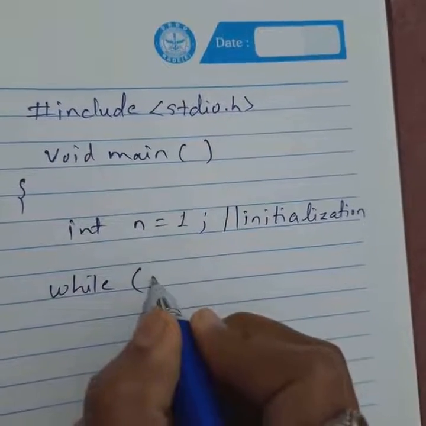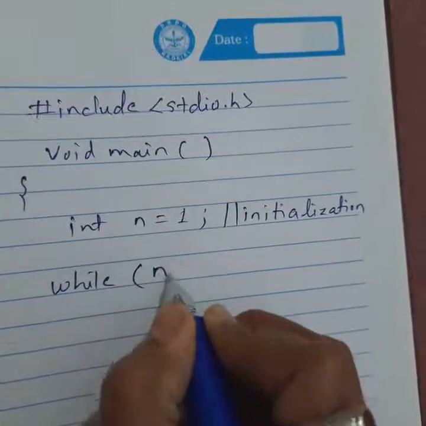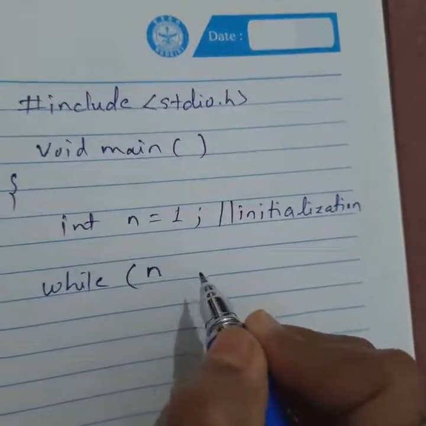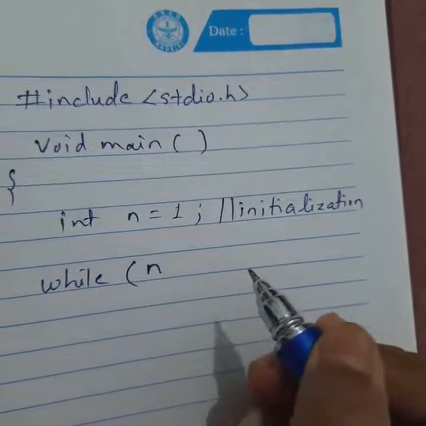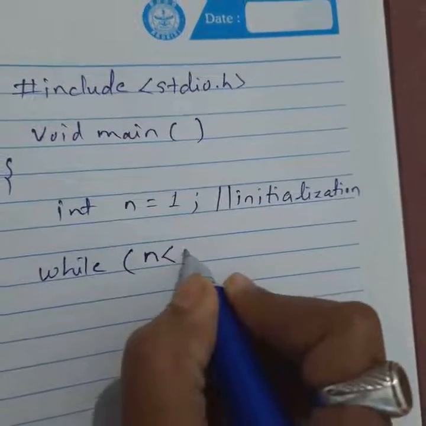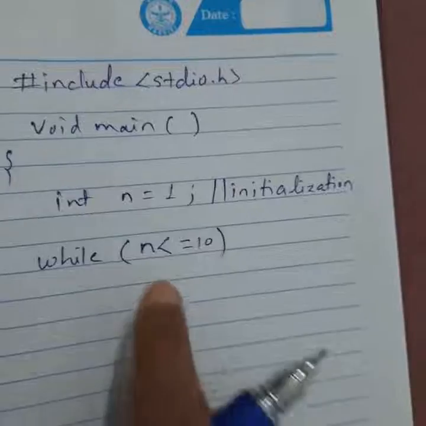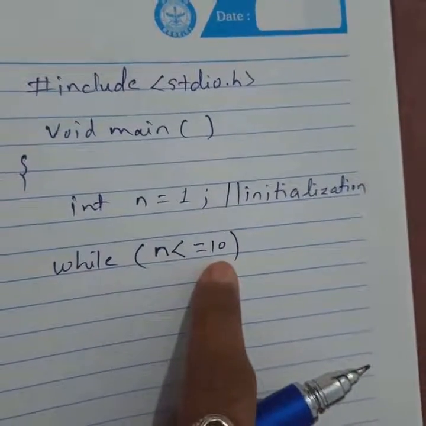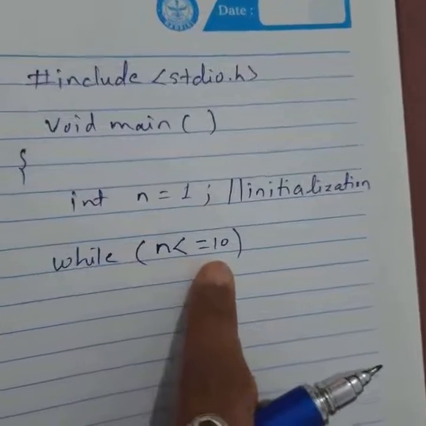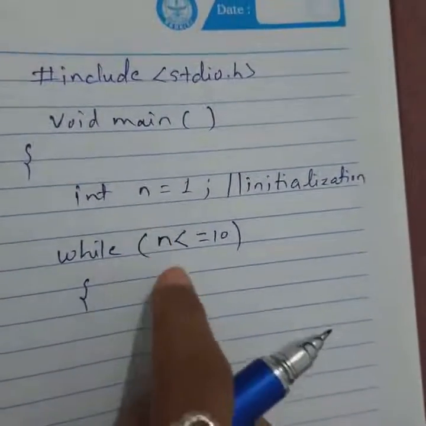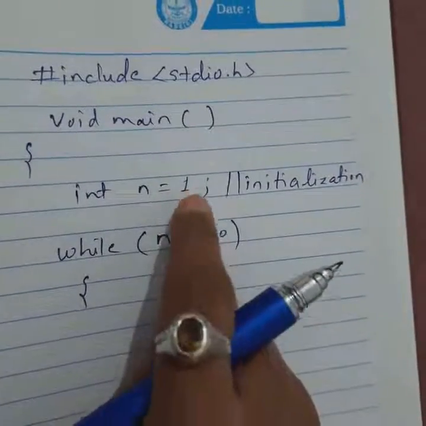So we write the condition while n, which includes one number, and we have to go up to 10 numbers. So we write n is less than or equal to 10. n includes 1, 1 is less than or equal to 10, the condition is right. Okay, we go to the next statement. We have to print the value of n, that is 1.